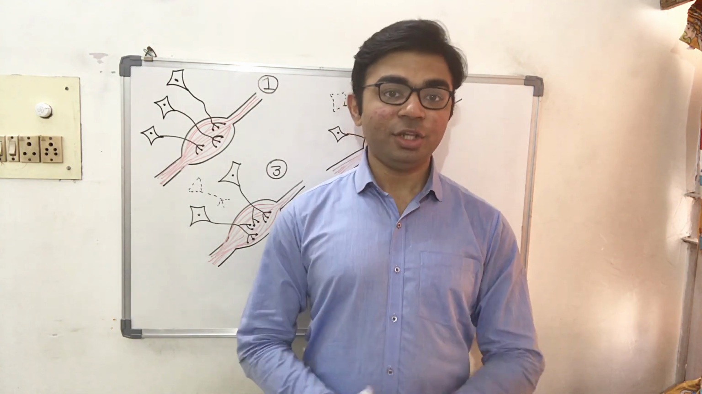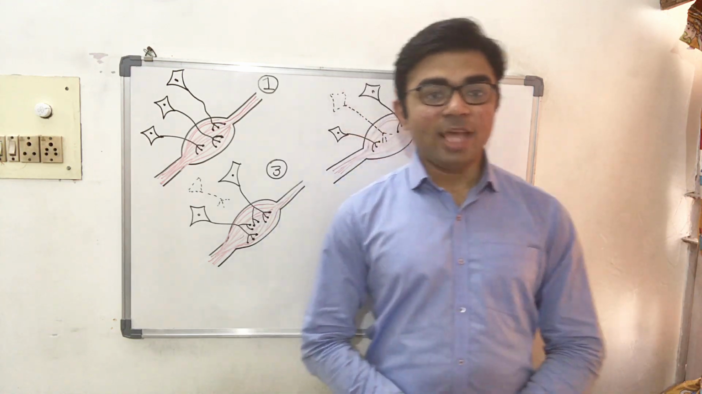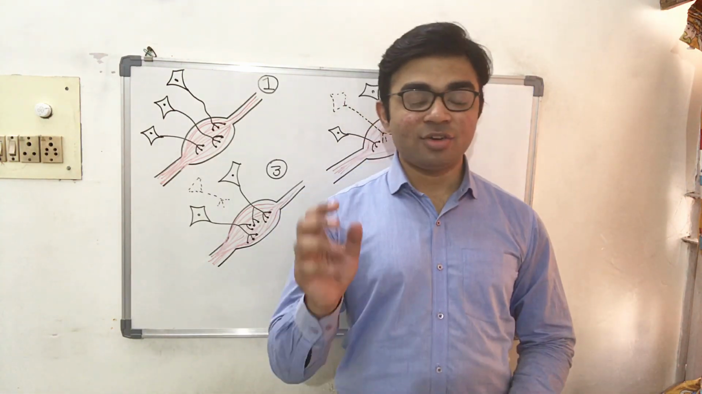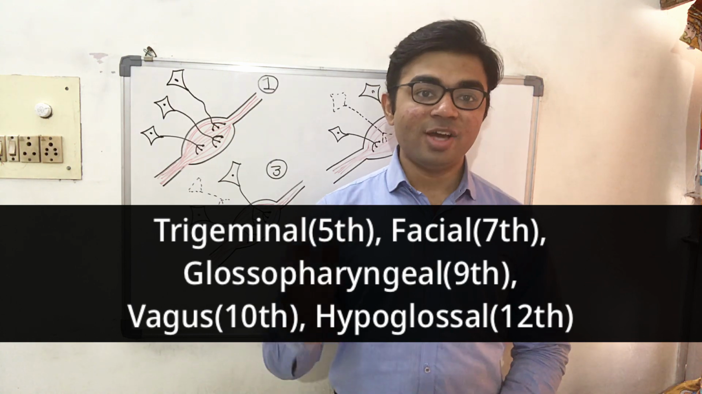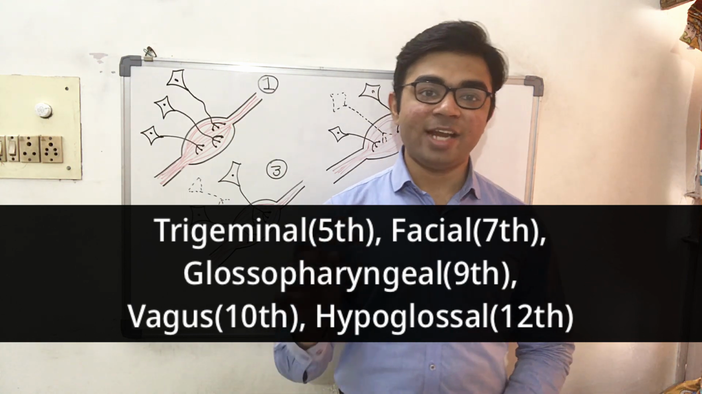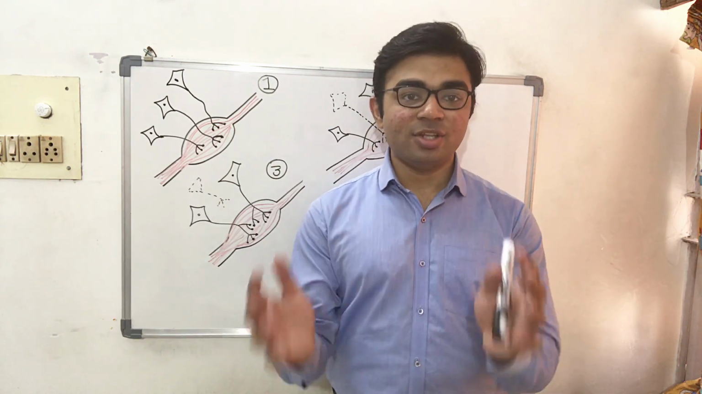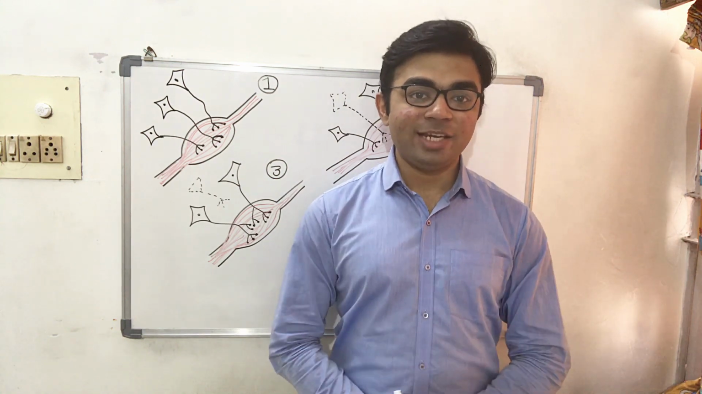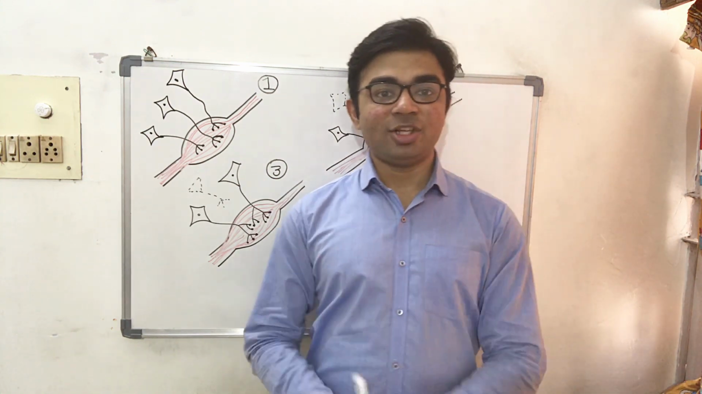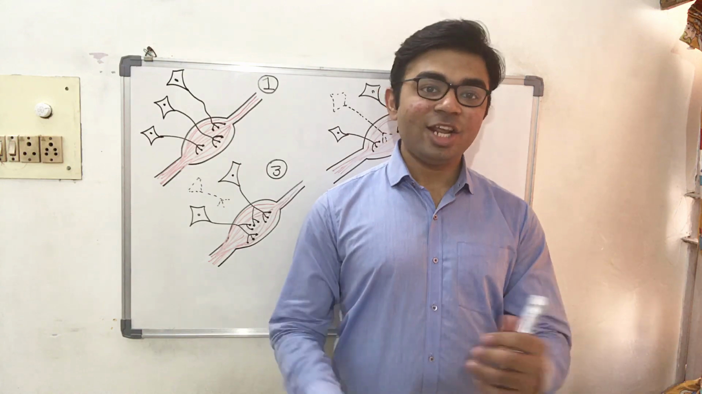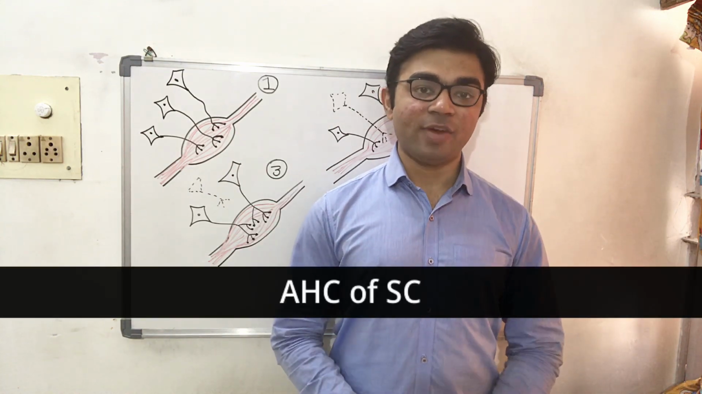If the cranial nerve nuclei are involved, then the cranial nerve nuclei, that is the trigeminal nerve, facial nerve, glossopharyngeal nerve, vagus and the hypoglossal nerve, these 5 nerves are mainly affected, and in the spinal cord, we all know that the anterior horn cells are affected in case of an ALS.